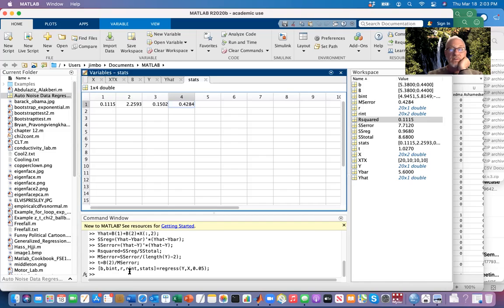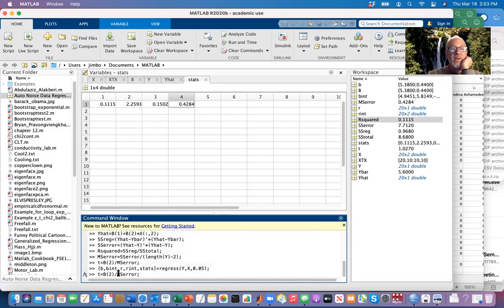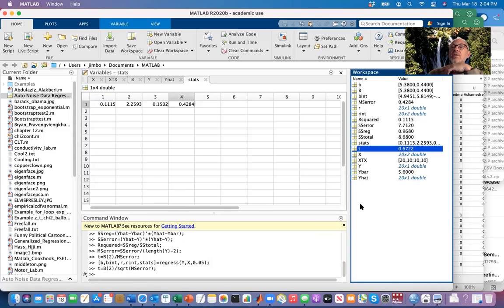I forgot, my t is incorrect. There we go. Sorry, I have to do the square root of the mean square error. And t is actually even smaller, not very good.